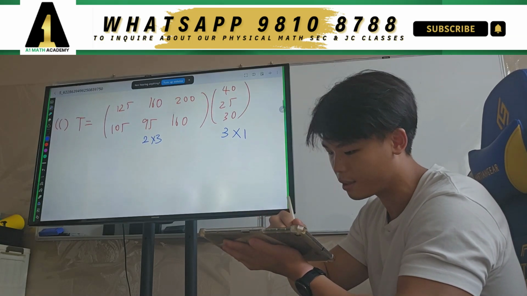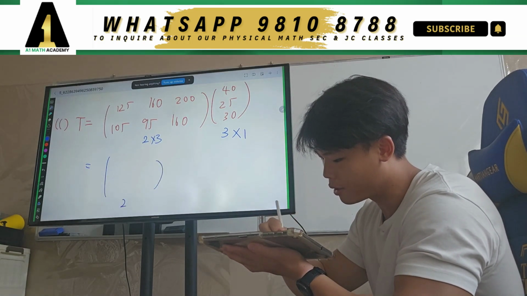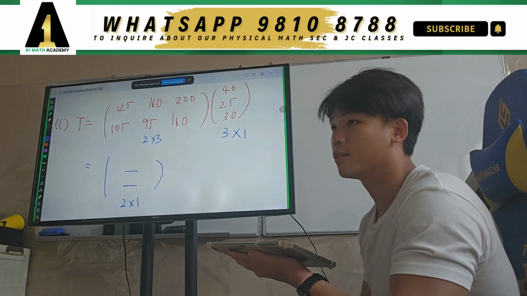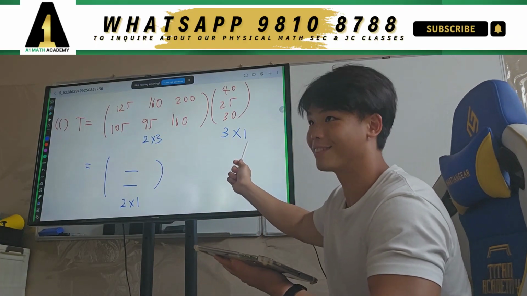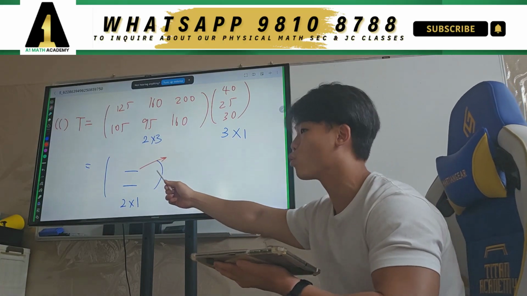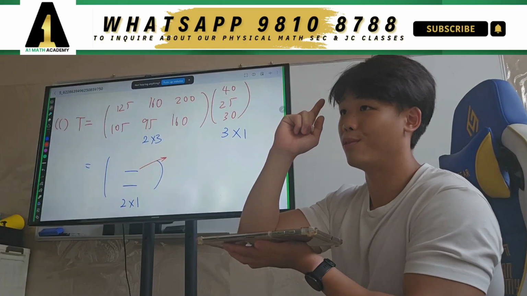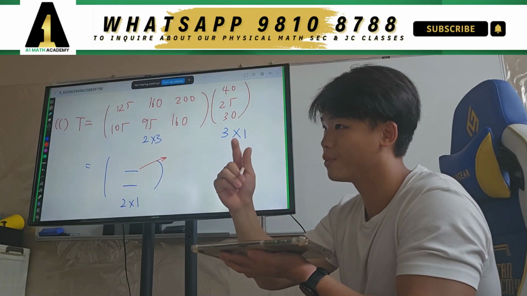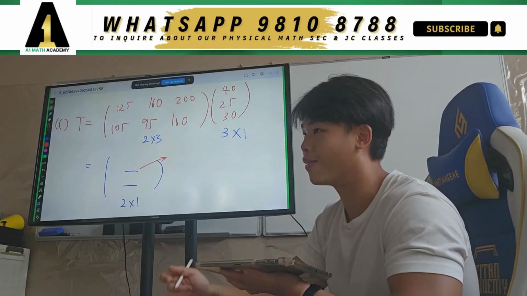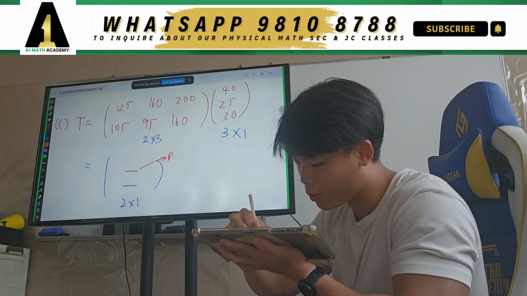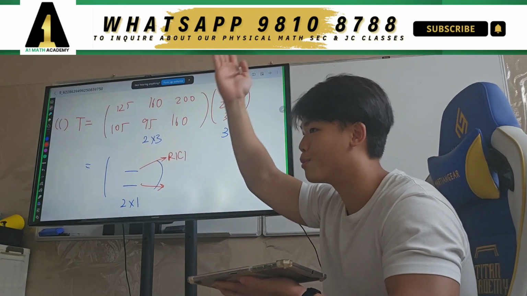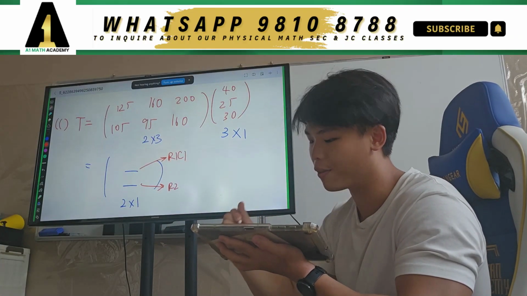So my final matrix is 2 by 1, right? So I expect something here and something here. Inside your final matrix, what is this position? Row 1, column? There's only one column. So this is row 1, column 1. Then this at the bottom is row 2, column 1.